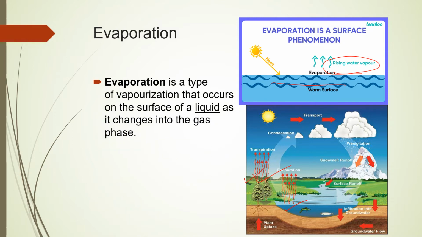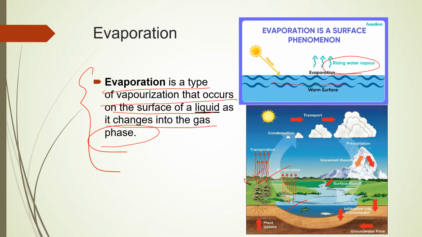Evaporation is a type of vaporization that occurs on the surface of a liquid as it changes into a gas phase. So changing of liquid to a gas or forming into a vapor is called evaporation. We should know the differences between evaporation and transpiration. Transpiration is also vaporization of water, but it is from the aerial parts of the plant, not from the surface of water.